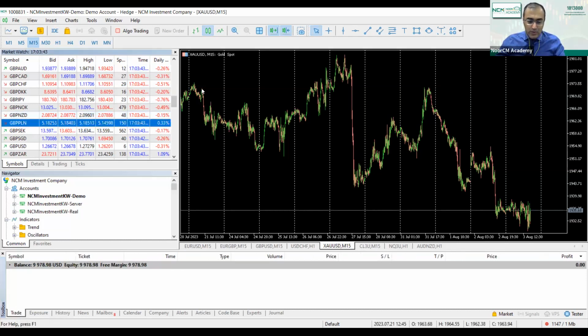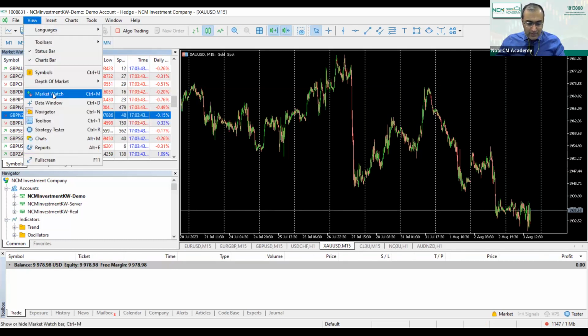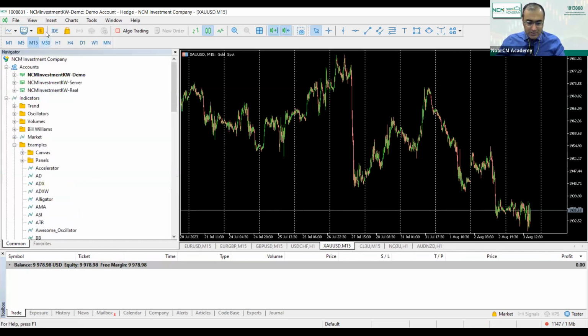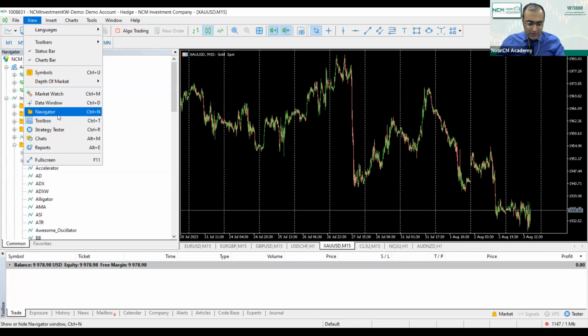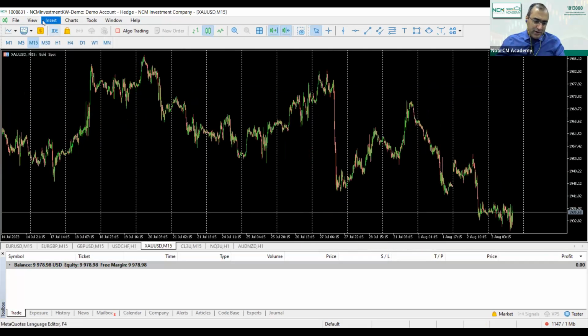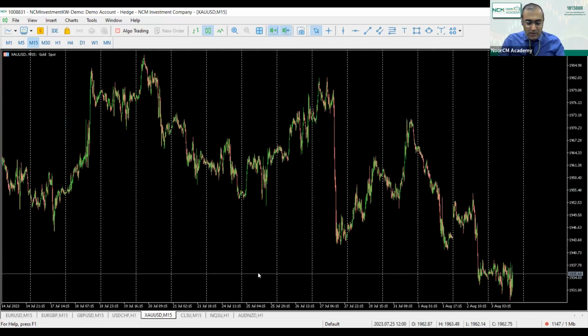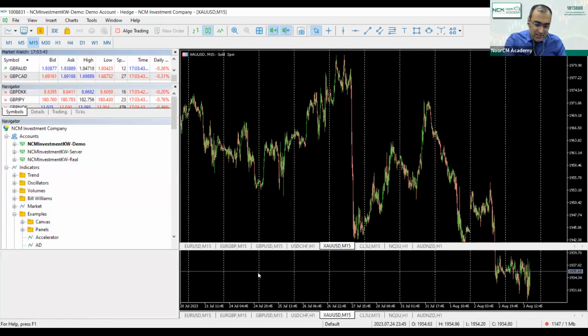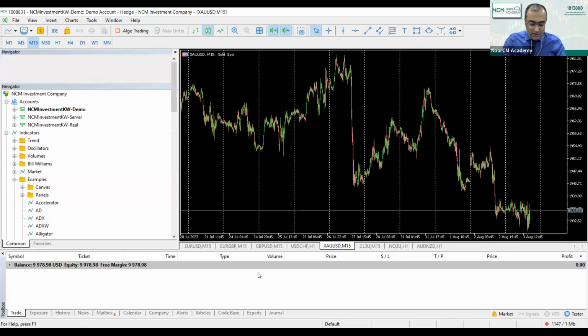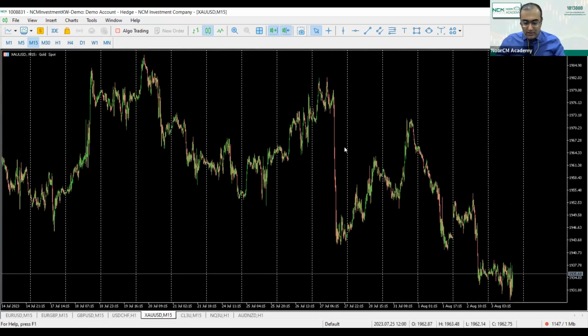Now let me show you very quickly how you can hide these. I can go to view, market watch, and it's disappeared. I can go to view, navigator, and it's disappeared. When I go to view, toolbox, it's gone. Control M, N and T, this is how it comes back. Okay, clear?